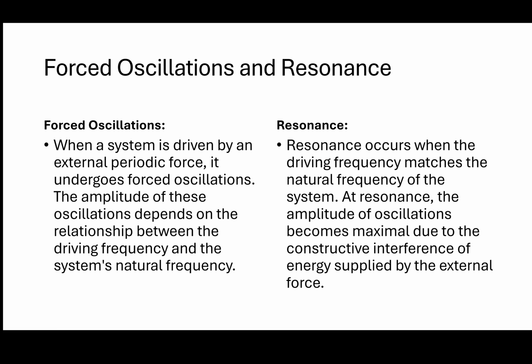All right. So forced oscillations and resonance, we are out of the math, guys. The math is done. Forced oscillations: when a system is driven by an external periodic force, it undergoes forced oscillations. The amplitude of these oscillations depends on the relationship between the driving frequency and the system's natural frequency. We also have something called resonance. A number of persons here know that when I speak about resonance, I speak about the movement of electrons. But in physics, we're speaking about driving frequencies matching the natural frequency of a system. At resonance, the amplitude of oscillations becomes maximal due to the constructive interference of energy supplied by the external force. I'm going to be speaking about some of these concepts later.